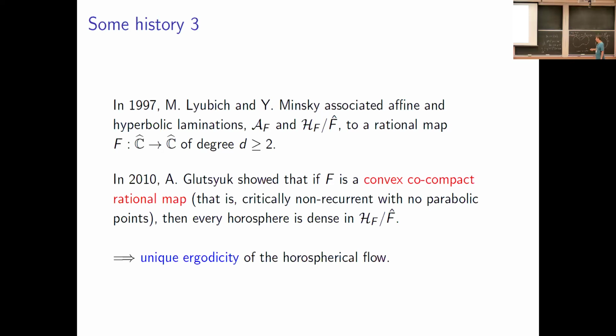So in 2010, Alexey Glutsyuk showed that if F is convex co-compact, which means that it's critically non-recurrent and there are no parabolics, then holospheres are dense in the hyperbolic lamination. And from this, he deduced the unique ergodicity of the holospherical flow.